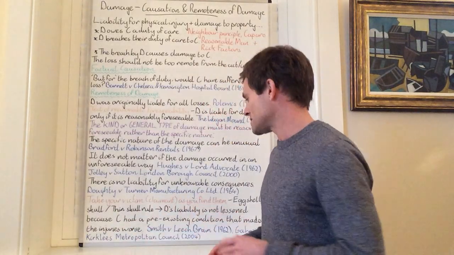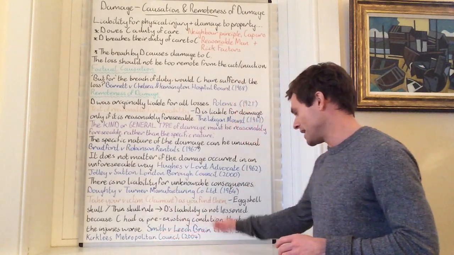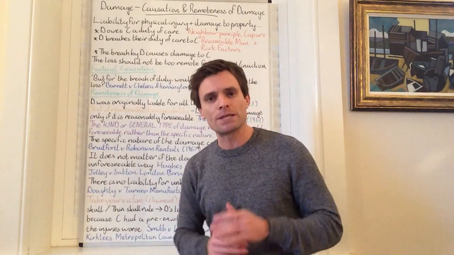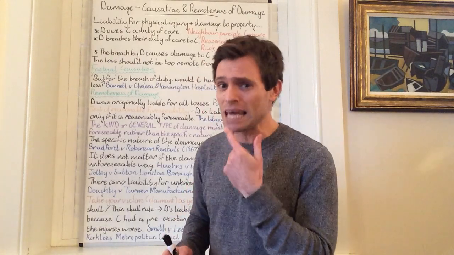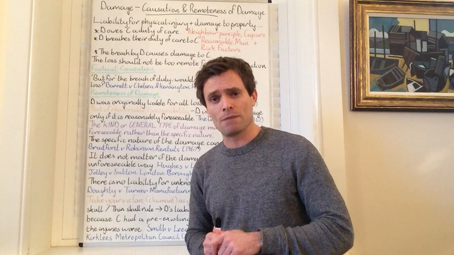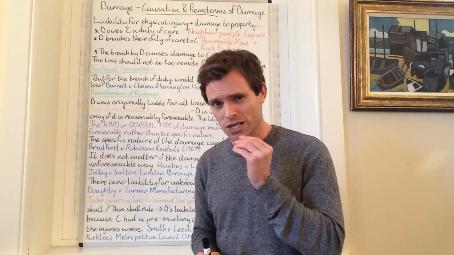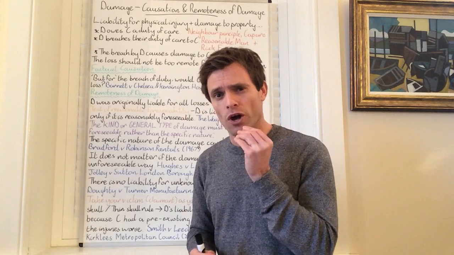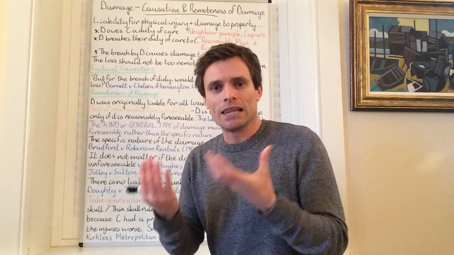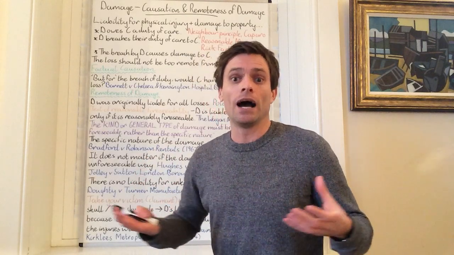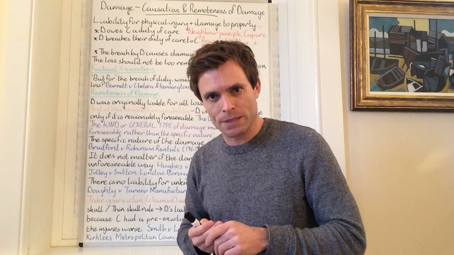So let's have a look at a couple of cases in the tort context. Smith versus Leech Brain, 1962. In that particular case, you had molten metal which came into contact with the lip of the claimant. Now, the claimant actually suffered from a pre-existing cancerous condition, and as a result of the burn from the molten metal coming into contact with the lip, it actually led to the claimant developing cancer. And therefore the claim was on that particular basis.